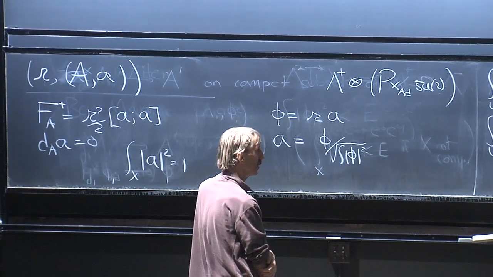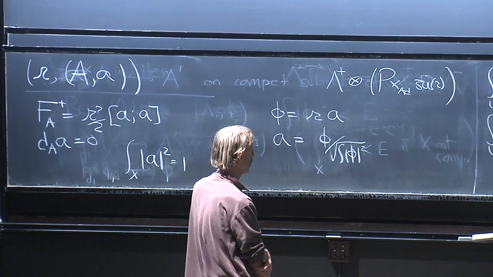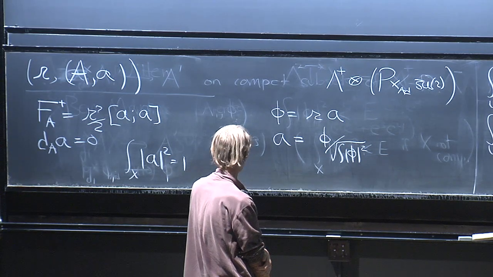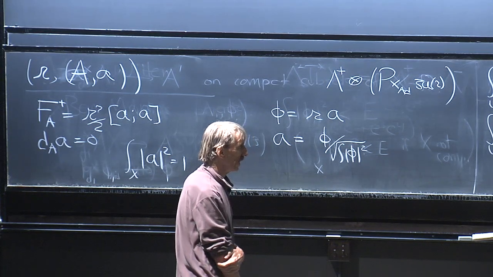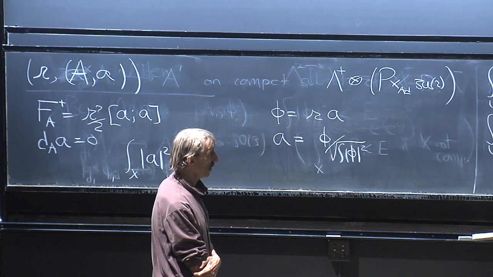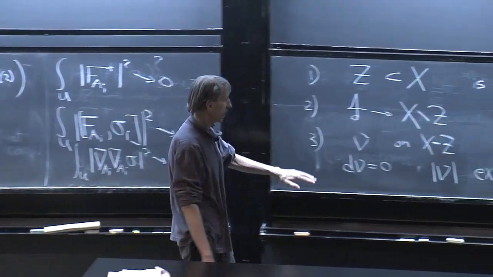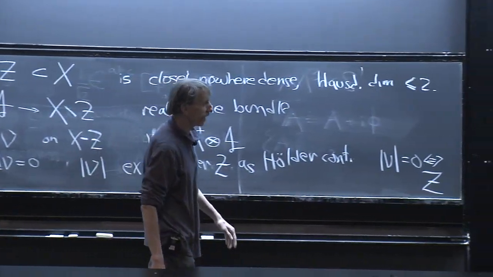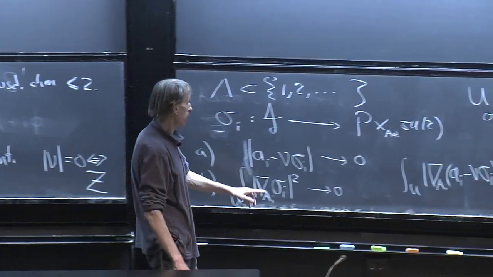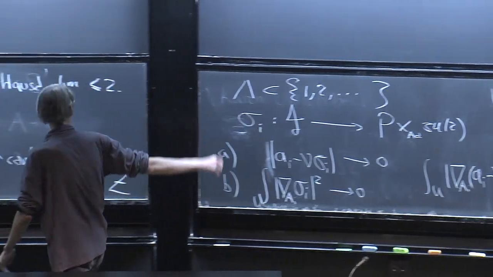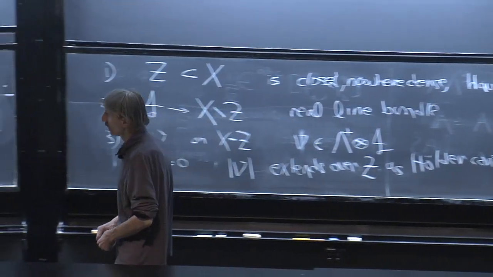So what I'd like to do is somehow indicate why all this is true. The details are, of course, a bit messy, but maybe I can give you some indication of where this data comes from, where the sigma comes from, and why the Z is codimension 2.